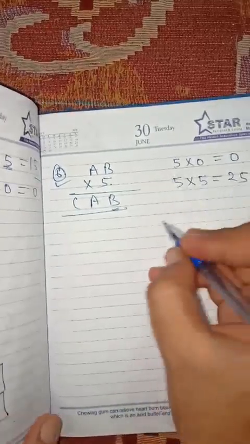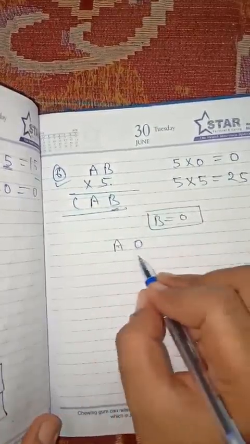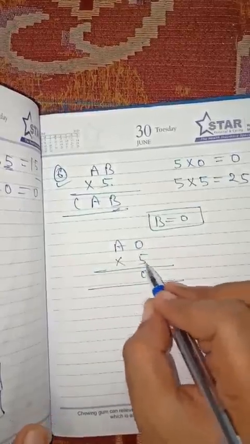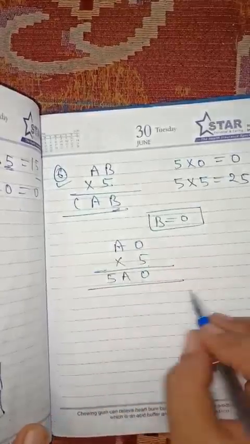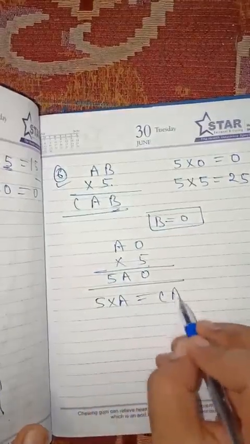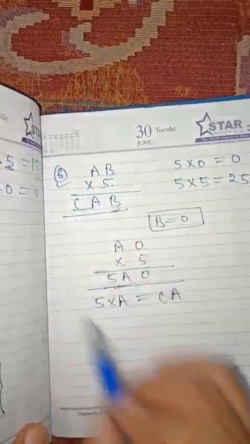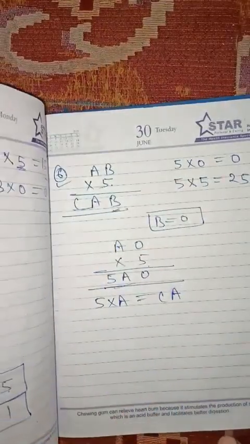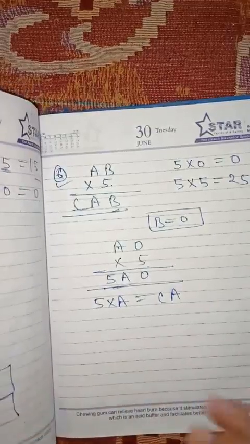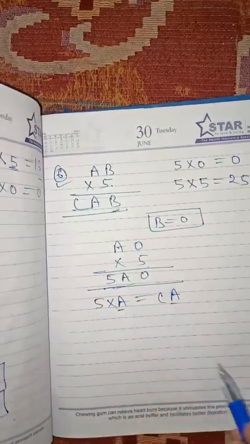Let us substitute B is equal to 0. So A0 into 5. This will become 5 into 0, 0, 5 into A, 5A. Now students, this 5 into A should be equal to CA. By comparing these two, 5 into A should be equal to CA. What will be the result if 5A is equal to CA? Which number should be multiplied to 5 to get the same digit in the unit place?